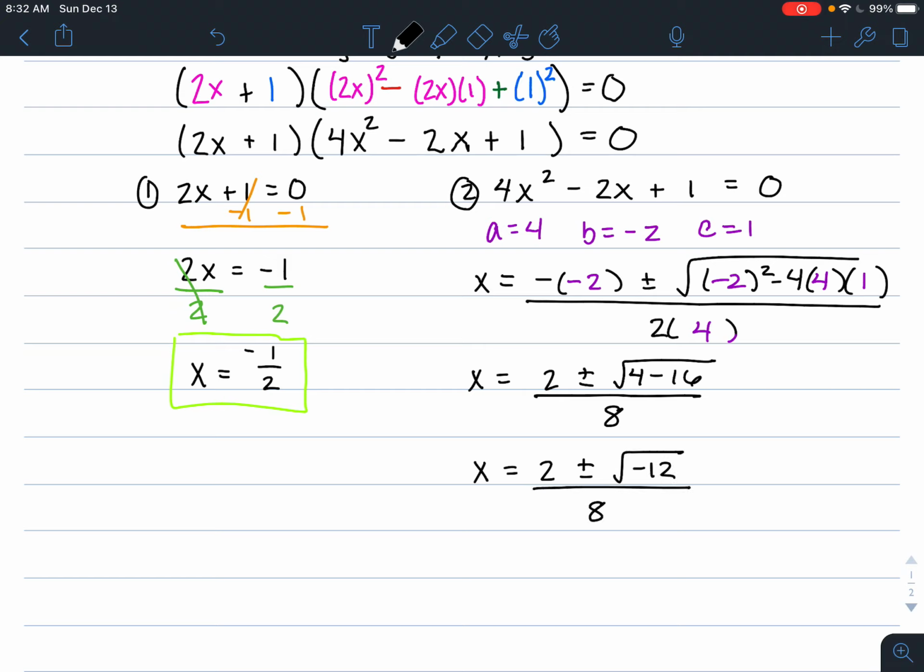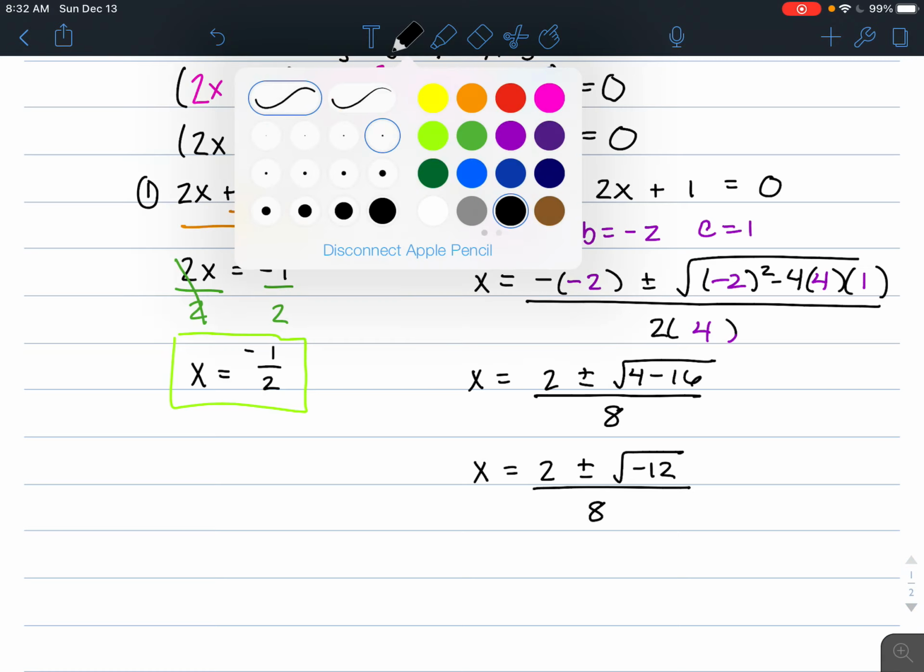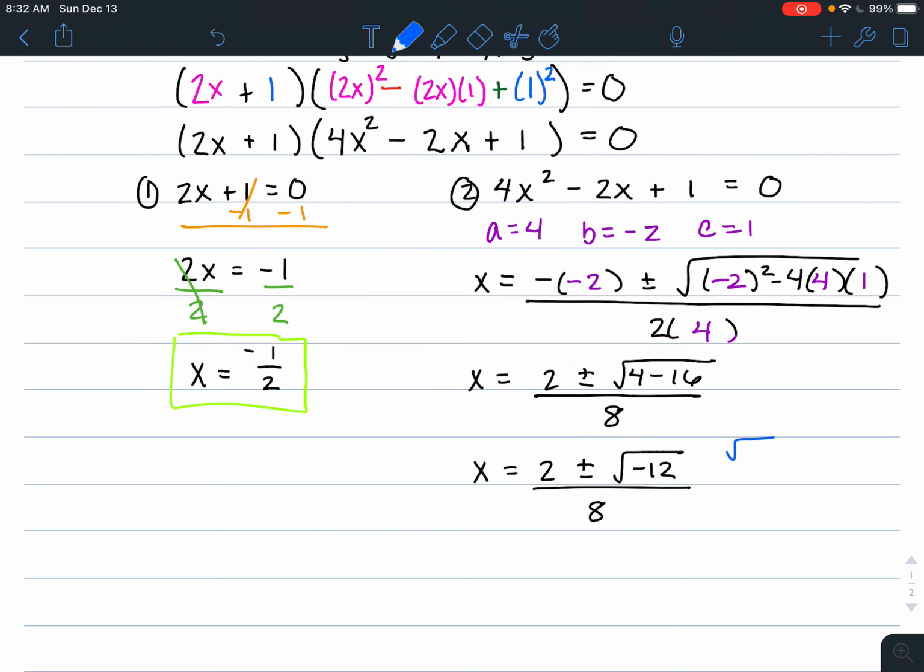Then I'm going to break down the square root of 12. I'm just going to go off to the side and do that. First I'm going to pull off that negative 1, and that's going to give me an i. And then I'm going to break the 12 down because 12 is just 4 times 3, and 4 is a perfect square, so this is going to become 2i times the square root of 3.